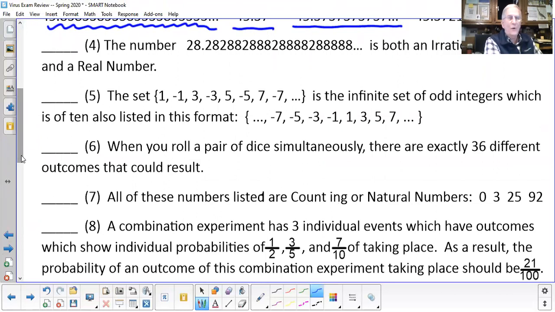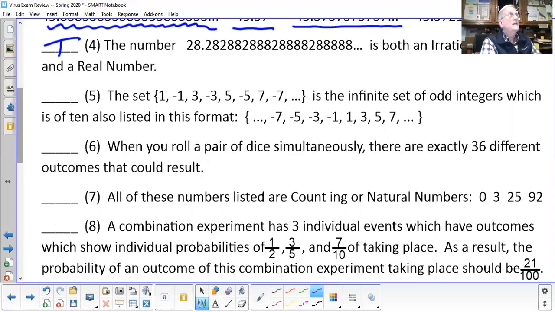The number 28.28, 288, 2 followed by 3 eighths, 2 followed by 4 eighths, 2 followed by 5 eighths is both an irrational number and a real number. Well, are irrational numbers real? They are. Are rational numbers real? But yes, they are. But irrational numbers and rational numbers aren't the same kind of number, right? However, this number, being irrational, definitely is also a real number. So that is true.